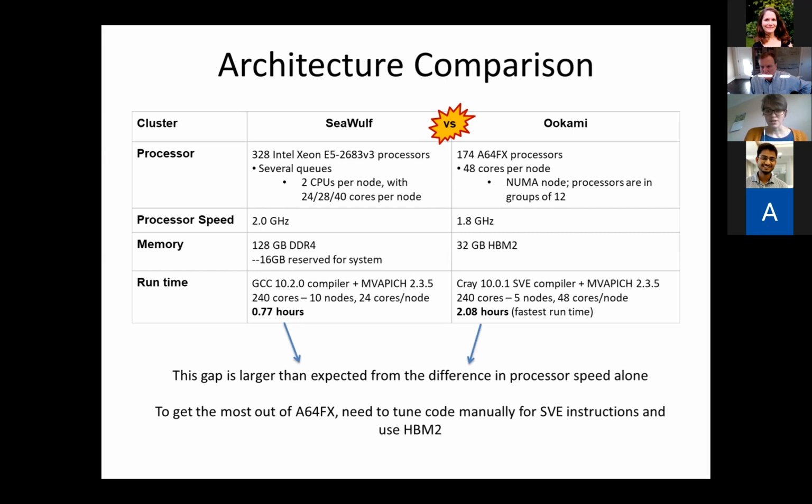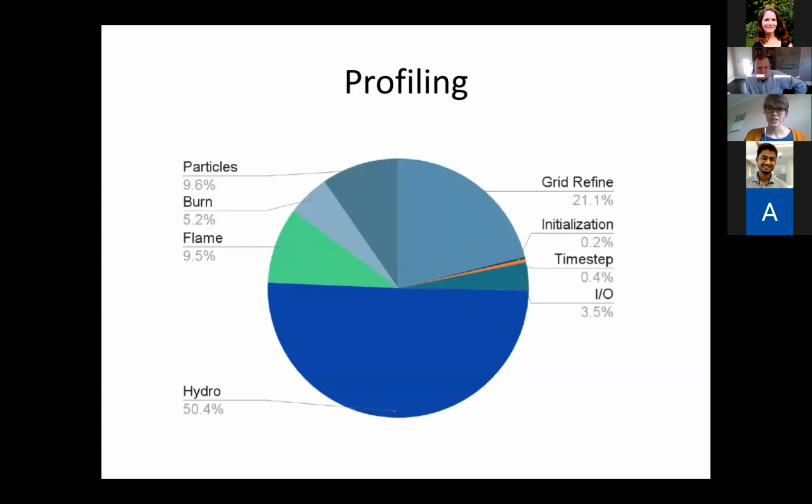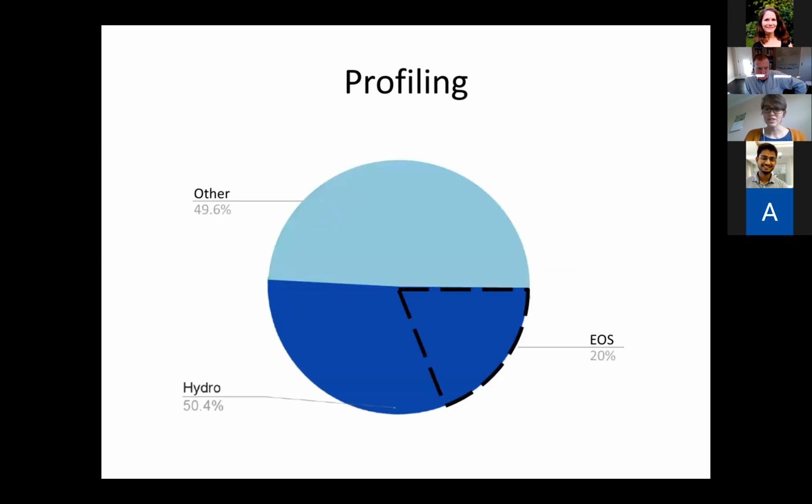So to get the most out of this architecture, we need to tune our code manually for SVE instructions and make use of the high bandwidth memory. To do this, we did some basic profiling of our code and found that 50% of the time is spent in the hydrodynamic solvers. And within that, 20% of the total time is spent in the equation of state, which basically, for every single grid block on that picture that you saw before, has to take in the density and energy and calculate all the other quantities like pressure and temperature in order to evolve the system. And that's very hard to vectorize because there's a lot of nested if statements and function calls and table lookups with Newton inversions. So we have to do some work to do this.